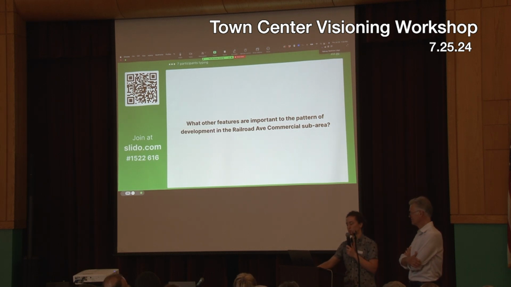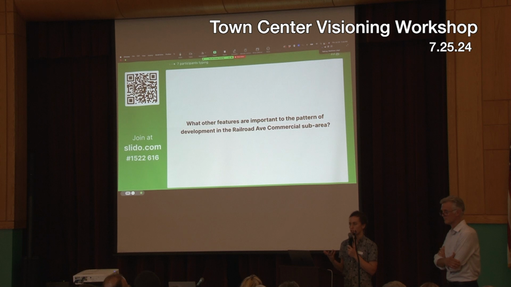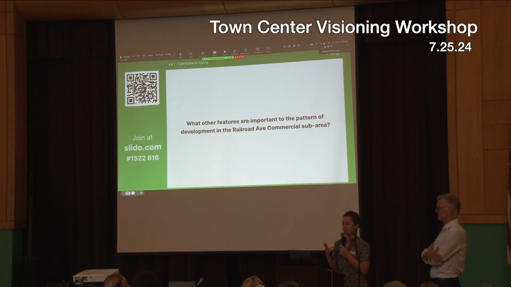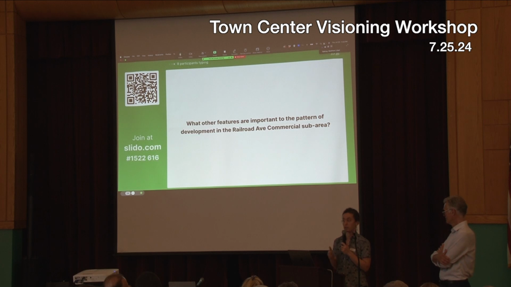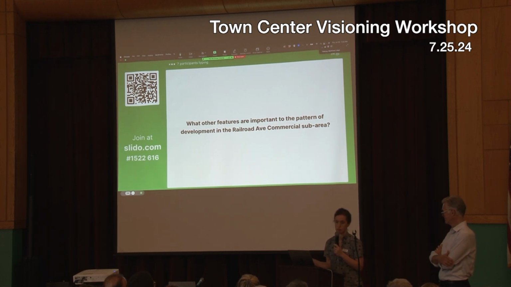To answer that question, this is not a suggestion that the rest of your town center should look like Railroad Ave unless you all tell us that's what you want. Our assumption is that there's something special about Railroad Ave that you want to hold on to, and you want to make sure that it continues and that any future development fits in. But we're not assuming that's what you want elsewhere at this point.